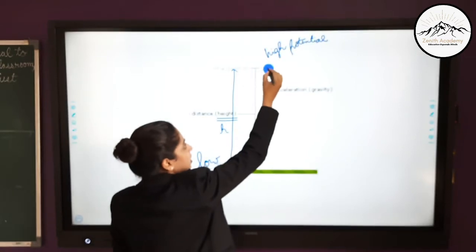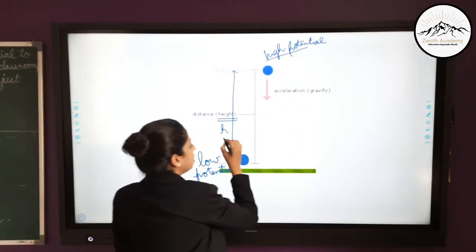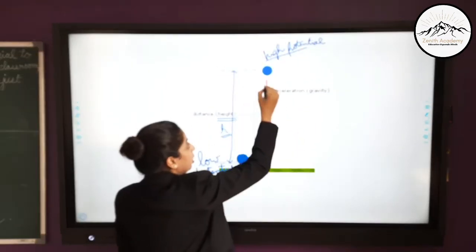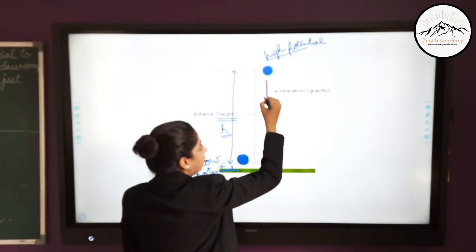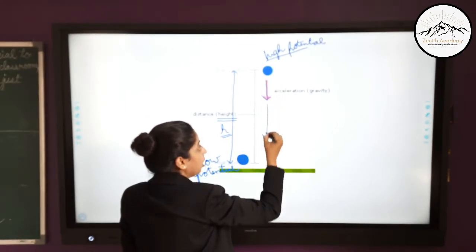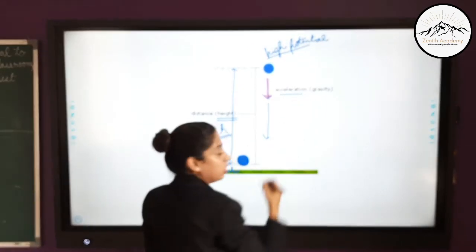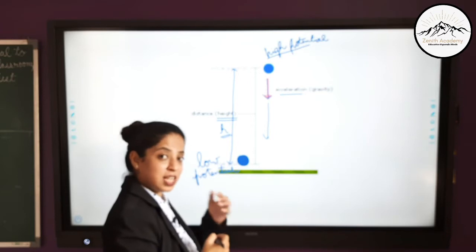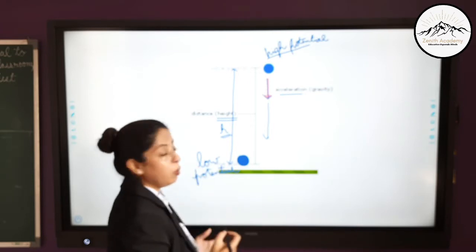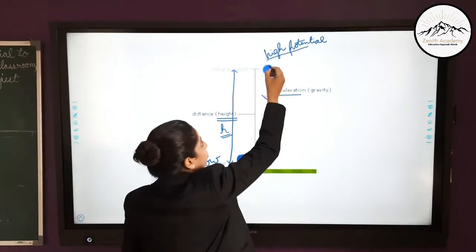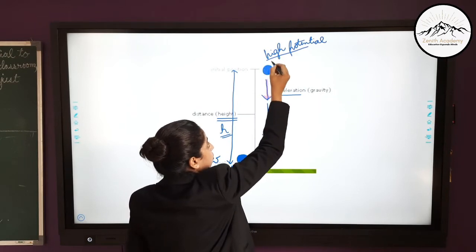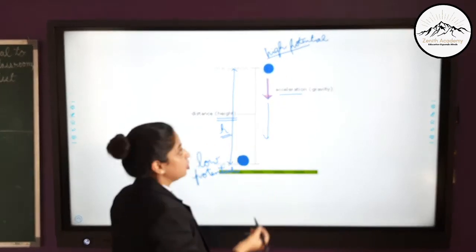So when you release a ball from high potential, that is from a height h, what do you see? It falls under gravity. It follows this path, and as it comes close to the ground its acceleration keeps on increasing, that is acceleration due to gravity. So where does this ball move from? Automatically it moves from high potential to low potential under gravity.